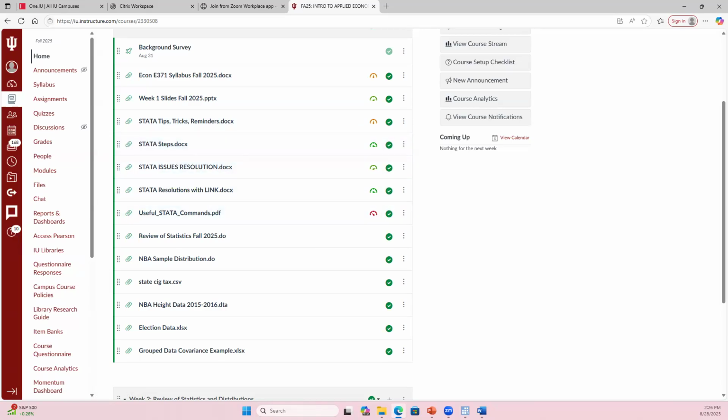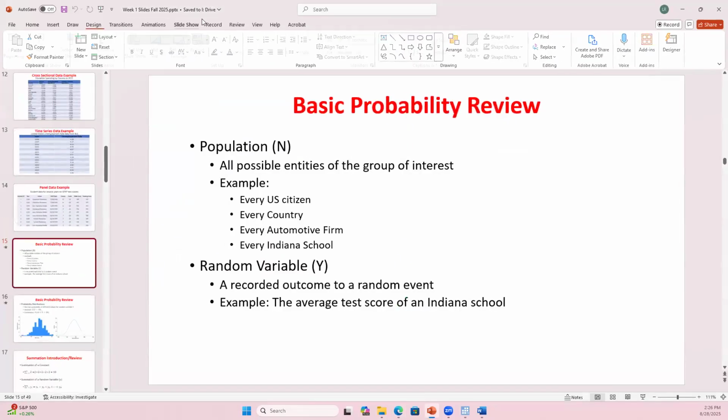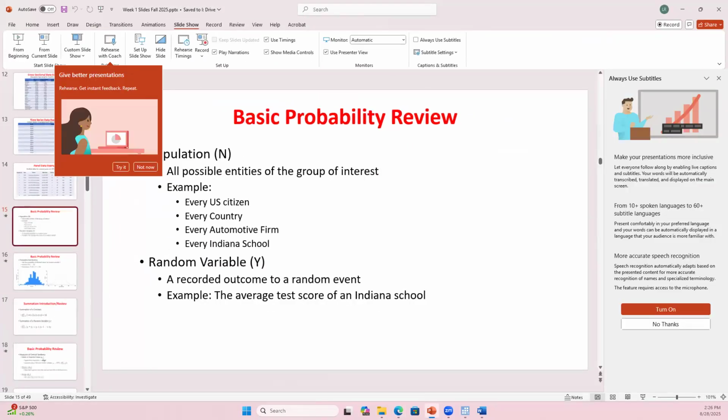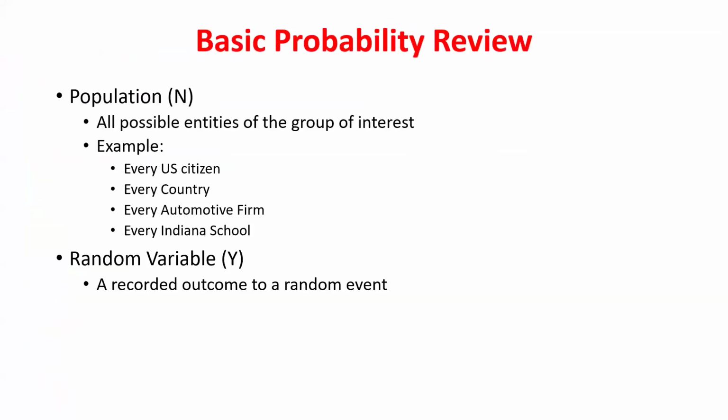So where did we leave off? There we go. So we started talking about different types of data sets. Just some basic review. I'll go through this pretty quickly because you all should have taken 370 or an equivalent, right? So you have some basic statistics behind you.